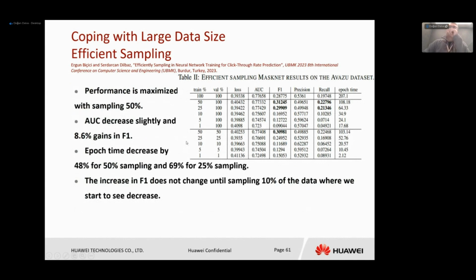When we look at the results, we observe that up to 25% of sampling, so using only 25%, the performance doesn't decrease and even increases. The F1 results and recall results are increased. But with 10% sampling, discarding 90% of data, the performance starts decreasing.